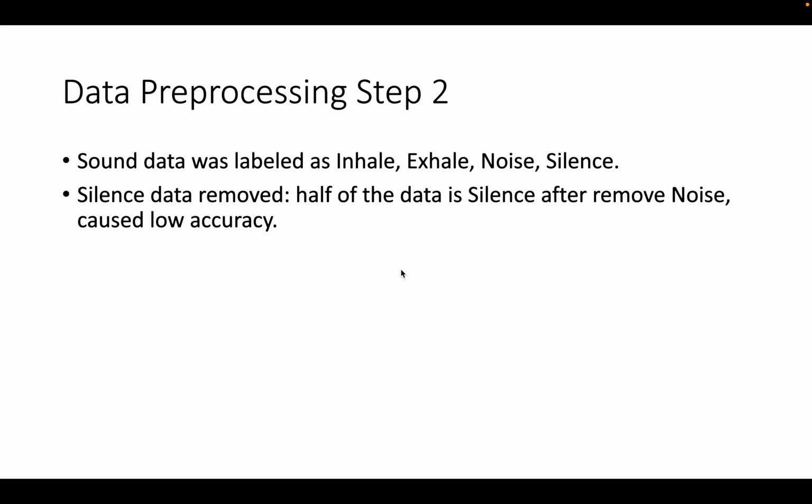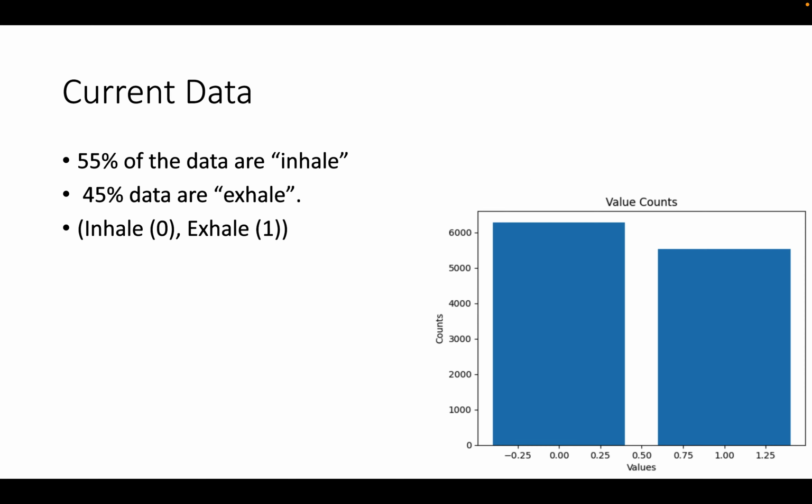The next step to improve our model is to remove the silence. If we don't have the silence, there's only inhale and exhale, which would be much easier to do. After removing the silence, we visualize the data like this. The inhale and exhale are roughly the same.